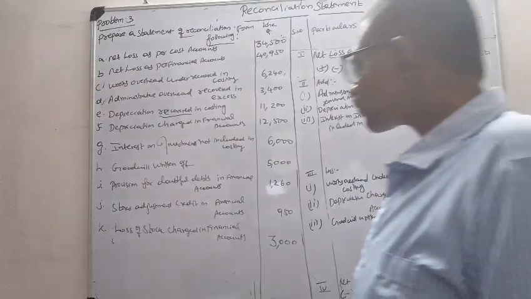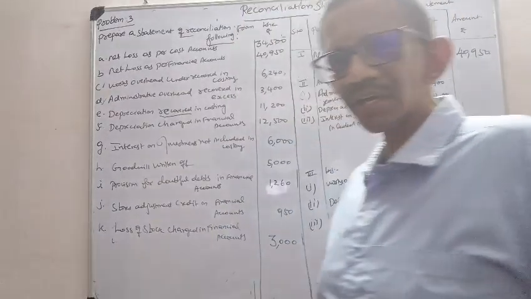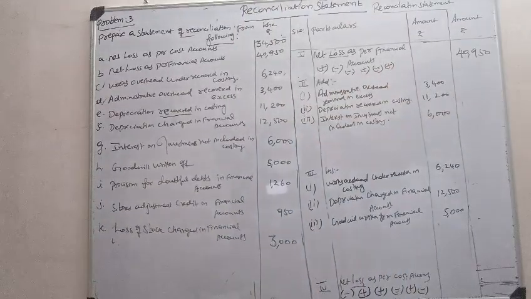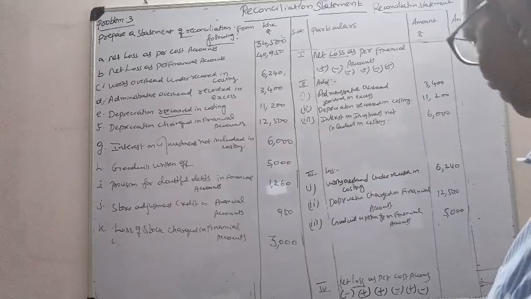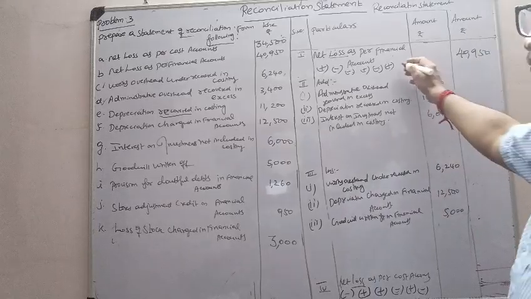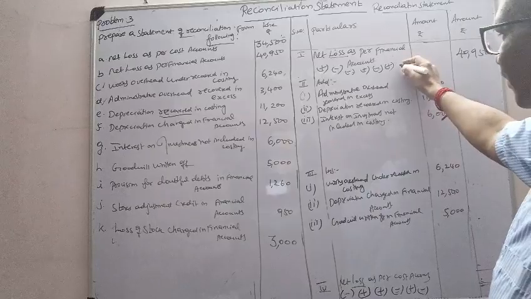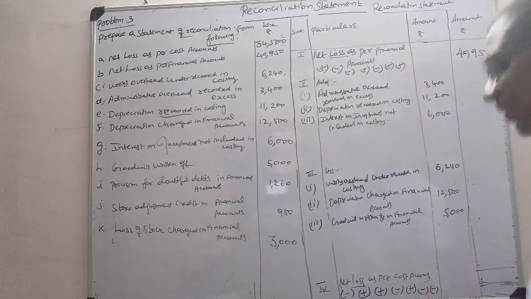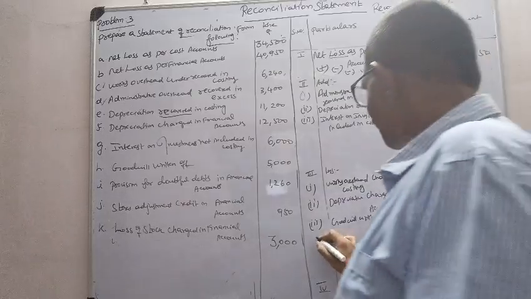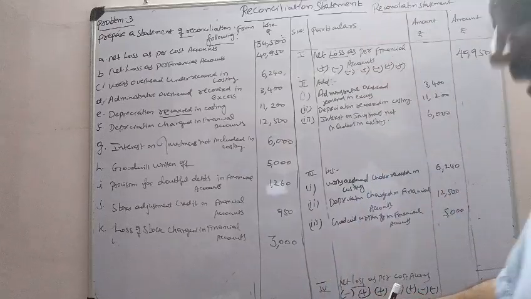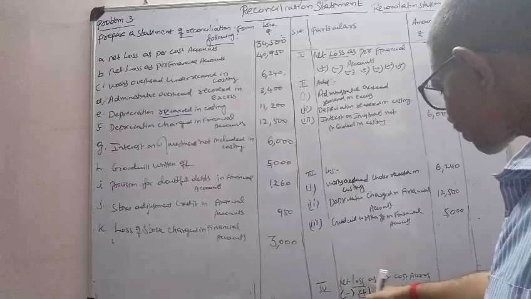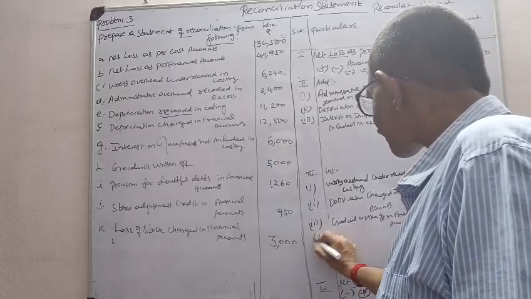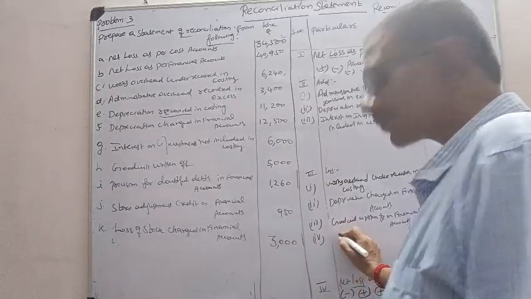Next, provision for doubtful debts in financial accounts. It is a sort of expense. So it increases the loss level in financial accounts, and decreases the loss level in cost accounts. So what the output loss says is to subtract.